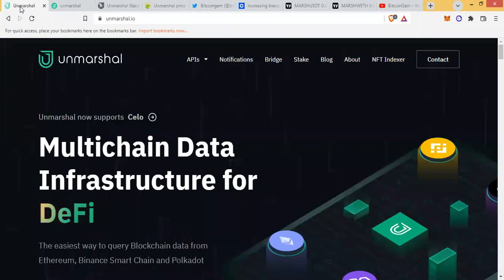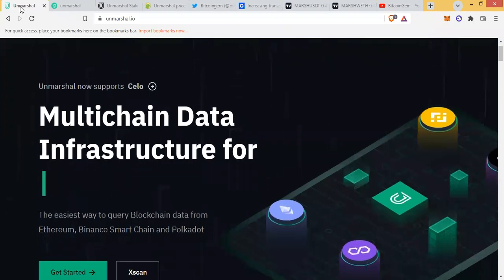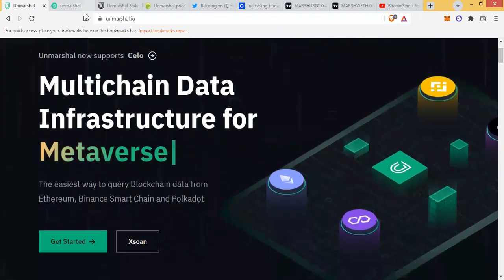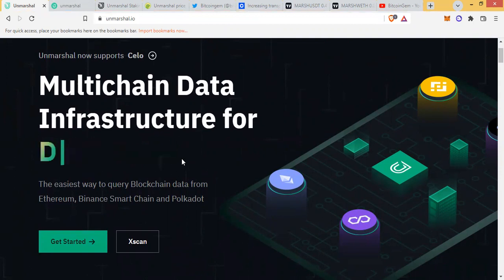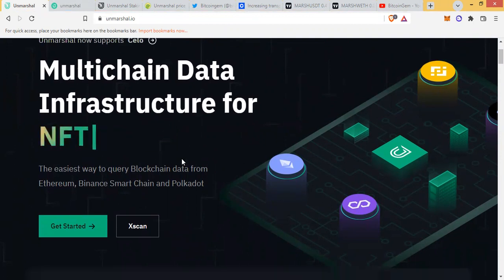So in today's video, we are going to look into Unmarshal, which is a small cap gem in my opinion, and this project looks very interesting to me. So what is Unmarshal? Unmarshal basically is a multi-chain data infrastructure for the entire web3 or crypto space. So infrastructure for metaverse, for DeFi, for play to earn games, for NFT.